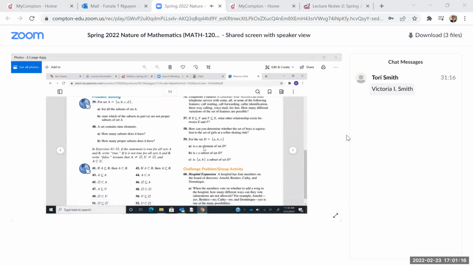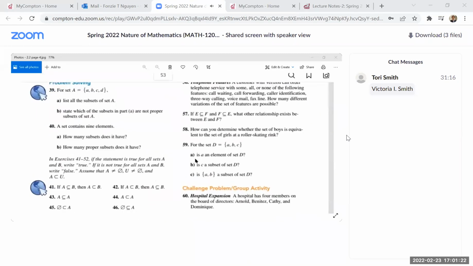Look at number 59. It says for the set D, D equals {A, B, C}. Is A an element of set D? Would you say yes or no? Yeah, A is an element of set D. Very good. All right. Is C a subset of set D?